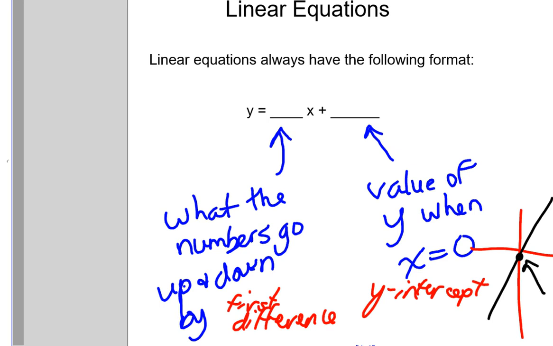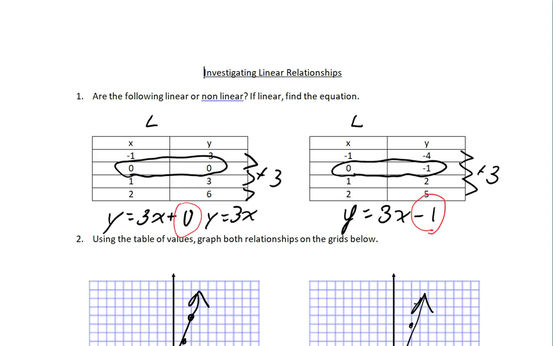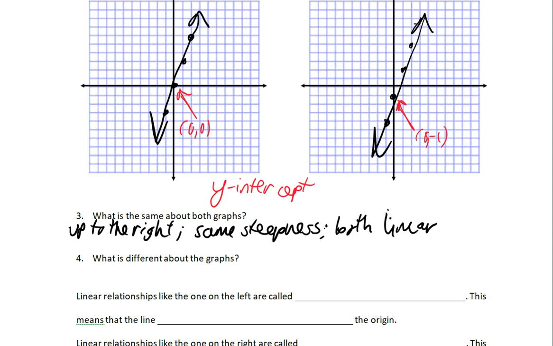And it can be different for different graphs. So like my graph might look like that, and then it's going to cross there. That's called the y-intercept, and that's going to be important with the equation. So if we come back to here, the difference between these graphs then is they have different y-intercepts.